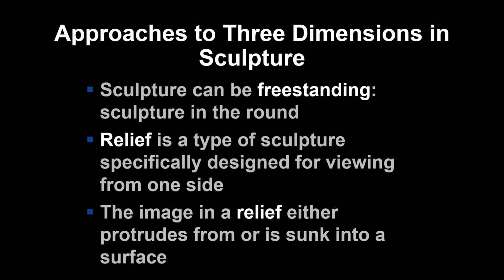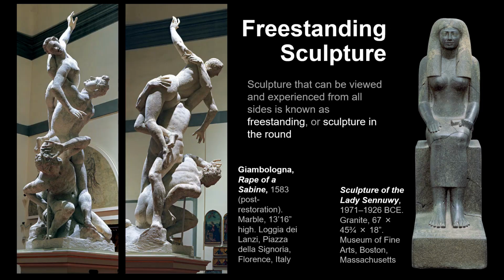Sculpture can be freestanding, or what's known as sculpture in the round. Then there's relief sculpture, which is sculpture designed to be viewed from one side. The image in a relief either protrudes or is sunk into a surface. So freestanding sculpture is sculpture that can be viewed and experienced from all sides.